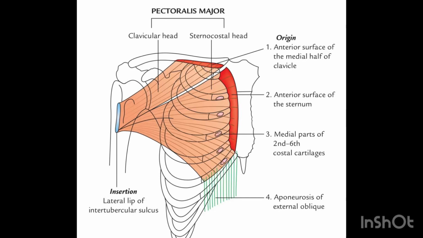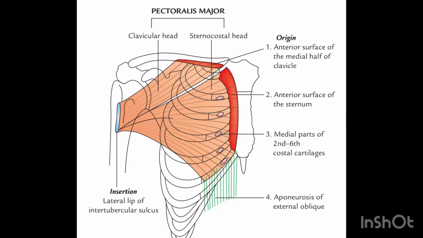And what is the insertion? Where is it inserting to? It's inserting to the lateral lip of the bicipital groove. You can also call the bicipital groove the intertubercular sulcus. So we have the bicipital groove, with a groove in the middle, so it has the lateral lip and the medial lip. I talked about it in the humerus video. Now the pectoralis major is inserting on the lateral lip of the bicipital groove.